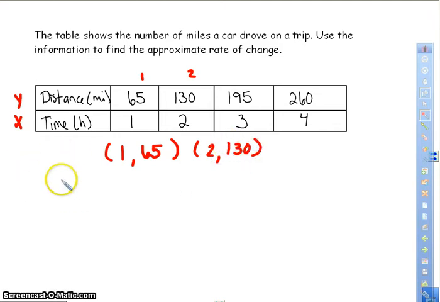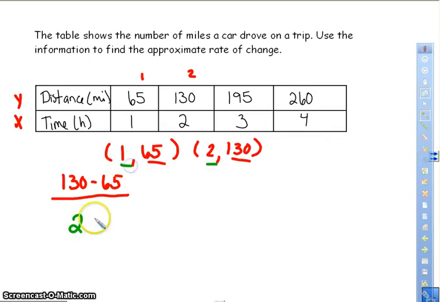We're doing change in y, so I'm going to do 130 minus 65. The only reason I'm putting my 130 first is because I personally want a positive number. Since I put the 130 first, I'm going to put the 2 underneath it and get 2 minus the other x value, which is 1. So 130 minus 65 is actually 65, and 2 minus 1 is 1. And this is 65, and look what that represents. My y's represent miles.